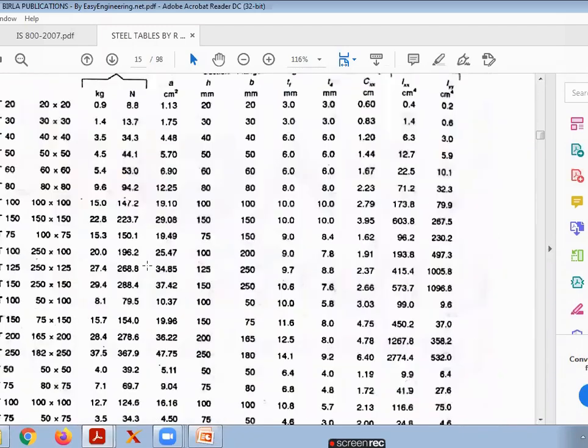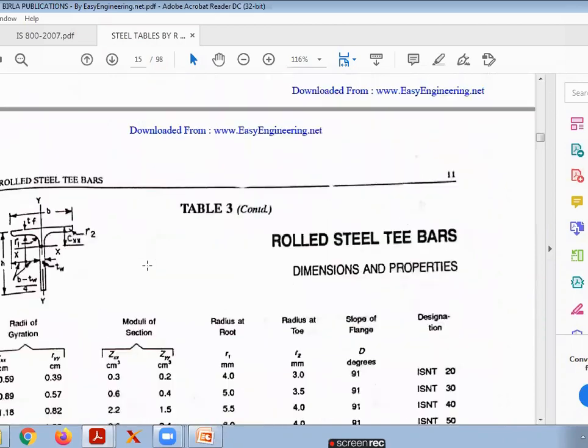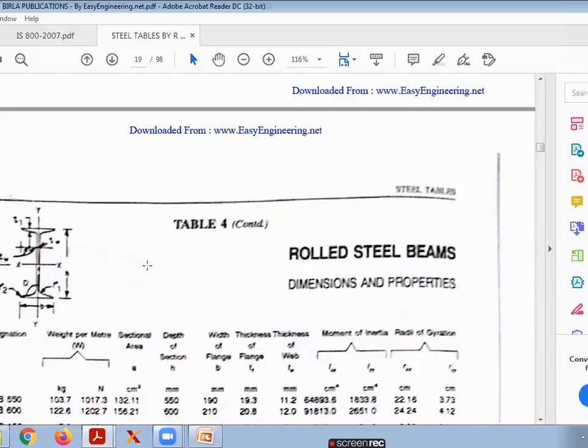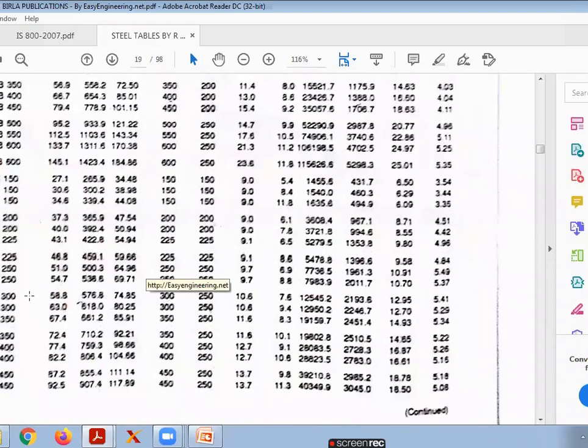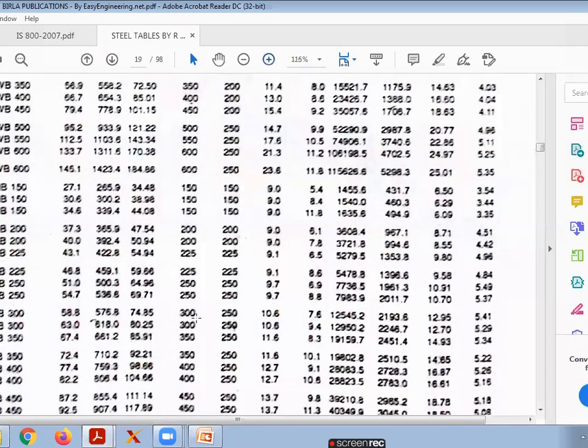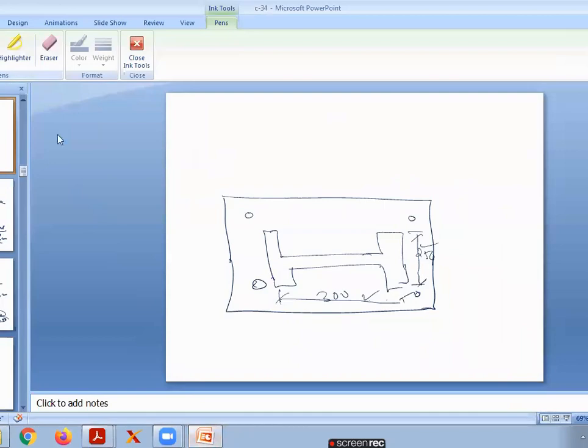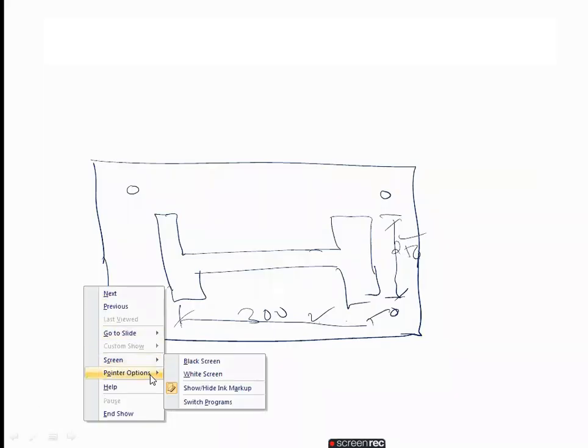These are the ISA, ISNT, ISHT, ISJT, ISMB. You see ISHB 300. You will observe here 300 and also 250 is there. Please open here. For ISHB 300 and 250, this is the depth of the section and the width of the flange. So now I will see here.